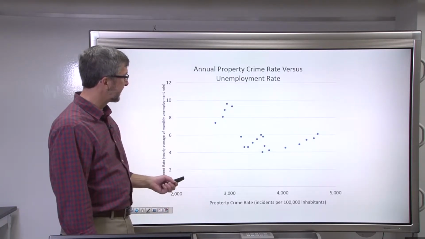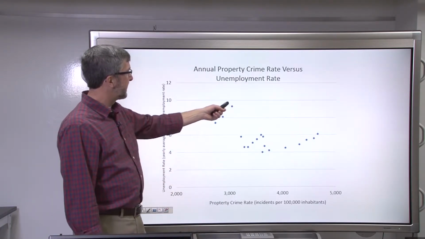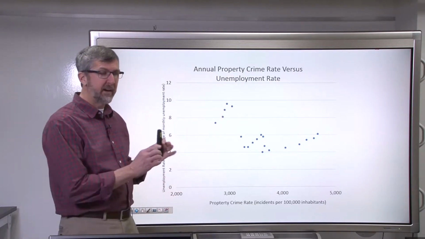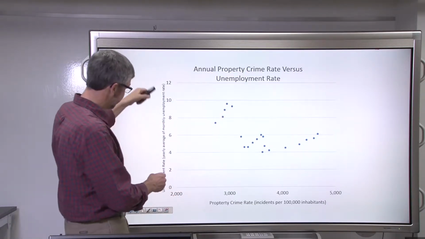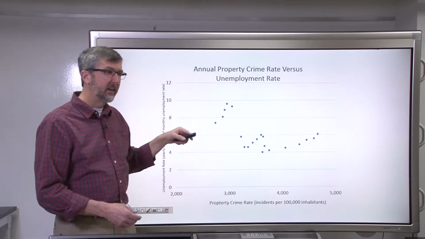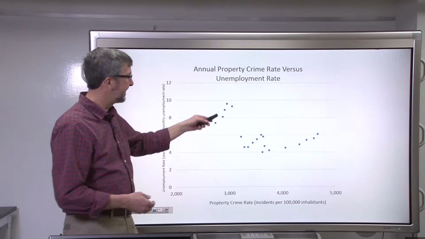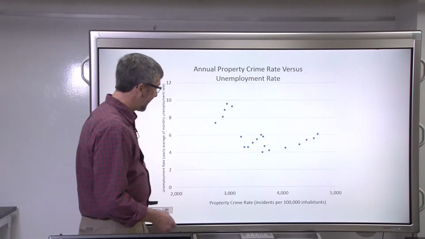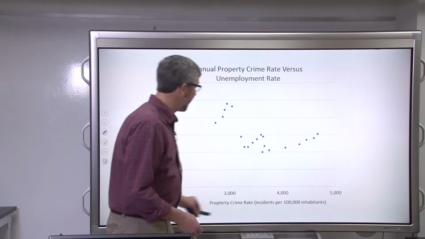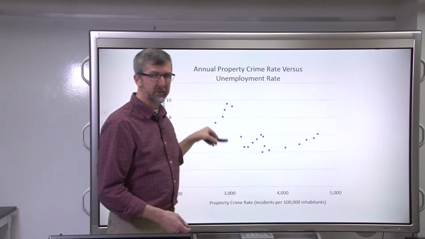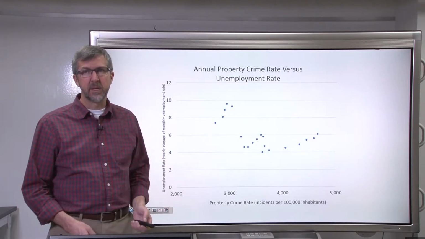And it looks something like this. Each one of these dots here is a single pair of unemployment rate and property crime rate plotted together. Now, unlike the line chart, it doesn't make any sense to connect these dots, because any pair can occupy any place along either axis. So the lines would go all over the place, and it doesn't make any sense to connect them.